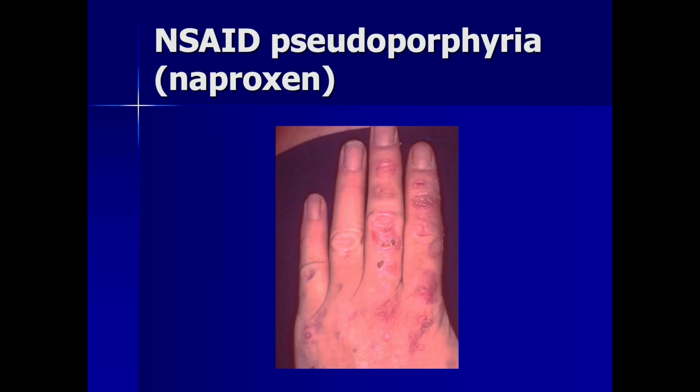Here's a photograph of someone who's got drug-induced pseudoporphyria. So this tends to occur particularly on the dorsal aspects of the hands with fragility and blistering. And it's usually due to long-term use of non-steroidal anti-inflammatories, particularly naproxen.